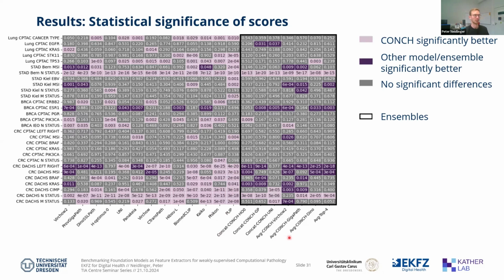And for the ensembles, it was mainly the other way around. So usually the ensemble was more often significantly better. And as I said, the best one, the average prediction of CONCH and VHF2, was better in 7 or 8 tasks, whereas CONCH alone was only better in 2 cases. So it seems to improve the performance a bit, but yeah, the differences aren't huge.